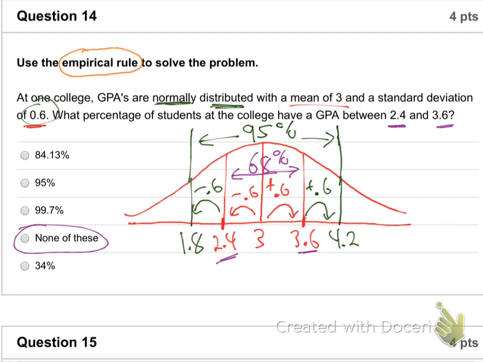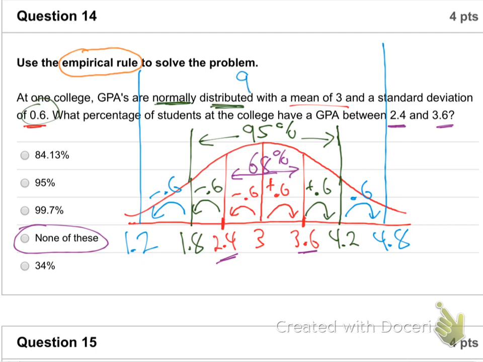It might be on the test this way. One more 0.6 jump would be 4.8. I'm not sure if you can even get that kind of GPA. I think you have to watch the teacher's car a lot. No, I'm just kidding. Sorry. All right, and the other end would be 1.2. So 99.7% of all the data are within three jumps. So that's what it means.